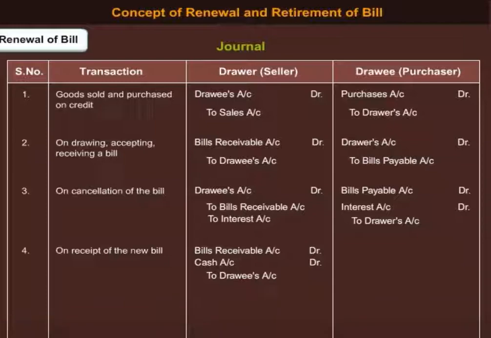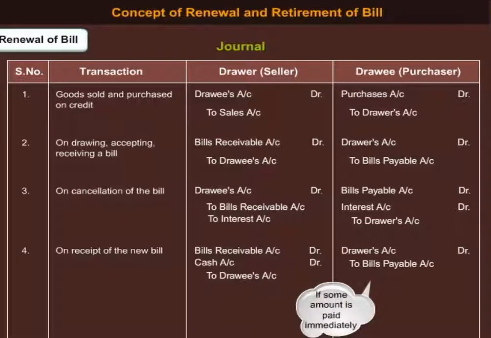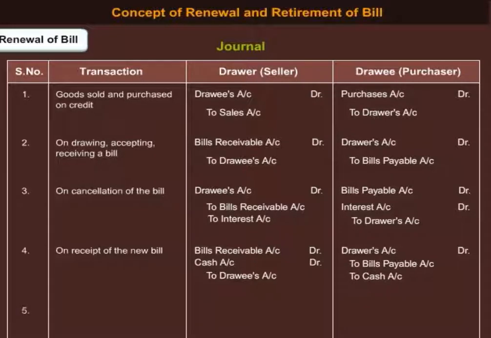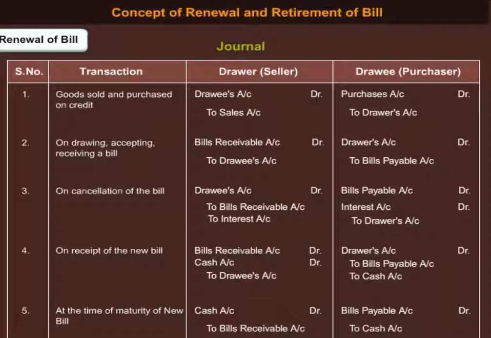Next, when a new bill is issued, in the books of drawee, drawer's account is debited and BP account is credited. In case the drawee pays some amount in cash, then cash account is also credited in this entry. Finally, at the time of maturity, both the parties will pass these entries in their respective books.